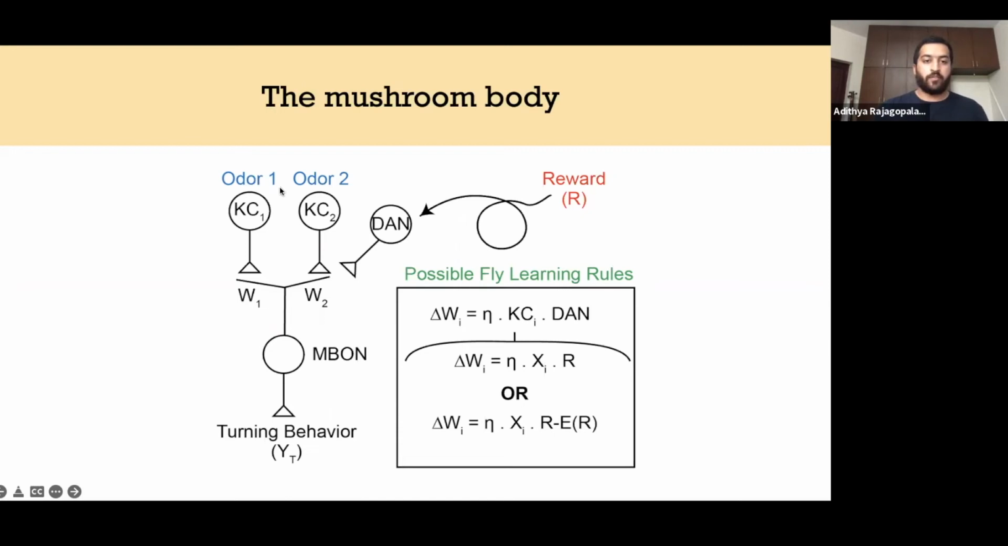And so you can use turning behavior as an output of this circuit and try to predict turning behavior using the modified regression model. The two different kinds of learning rules that could be occurring at the synapse could be one where the dopamine neurons represent just a reward, or one where the dopamine neurons represent a reward minus expected reward kind of error signal.